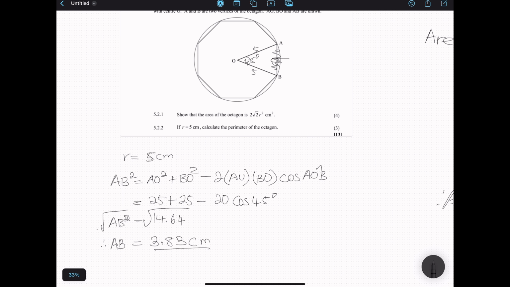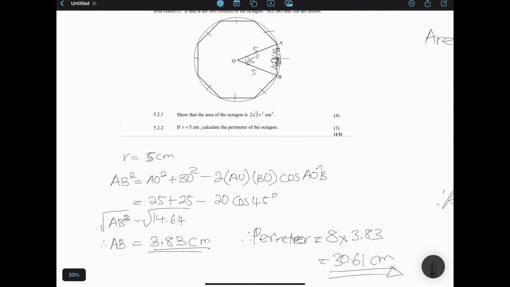Therefore they want the perimeter. Therefore the perimeter of the octagon is equal to 8. We multiply by 8 because we have 1 2 3 4 5 6 7 8. 8 multiplied by that length, 3.83, is going to be 30.61 centimeters. So yeah guys, that is all for this question.